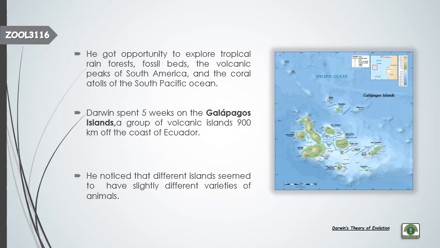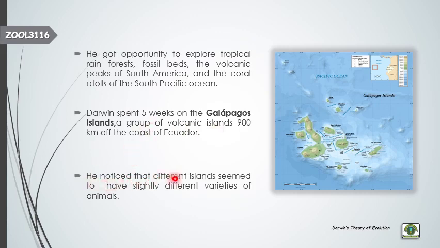If we talk about the location of the Galapagos Islands, then they are located 900 kilometers off the coast of Ecuador. On Galapagos Island, he spent almost 1 month there, almost 5 weeks, and he noticed there is a variety of animals, including tortoises and birds that seem to be different from the mainland. So let's read it out.